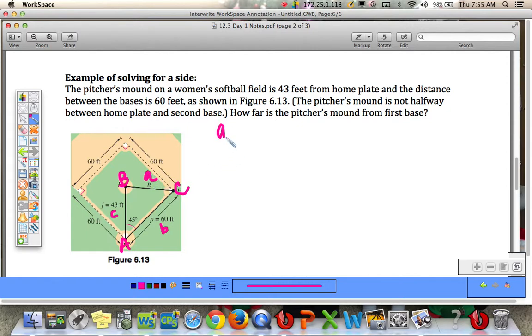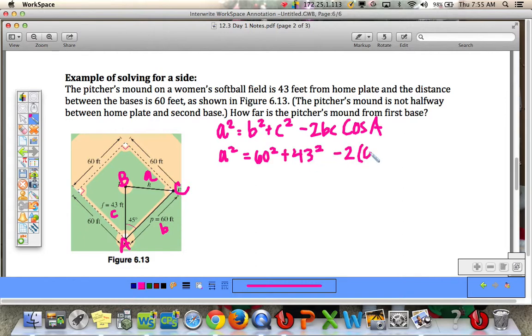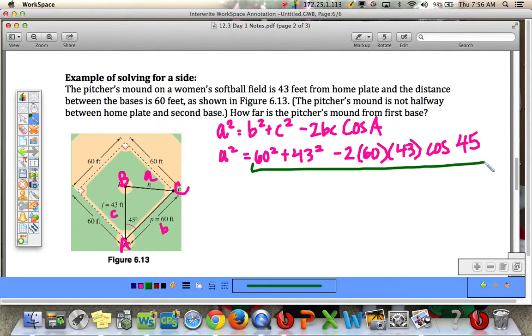And so the formula we're going to use is a squared equals b squared plus c squared minus 2bc cosine of A. Let's plug everything in. We don't know a, but we know everything else. So b is 60 squared plus 43 squared minus 2 times 60 times 43 times the cosine of A, and angle A is 45 degrees. So this is what I call a plug and chug. You can type this directly in your calculator just like it is right here.